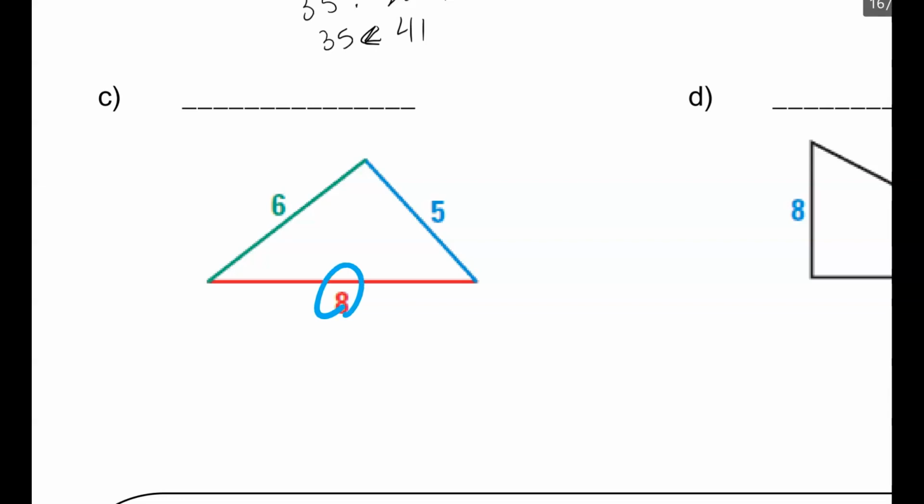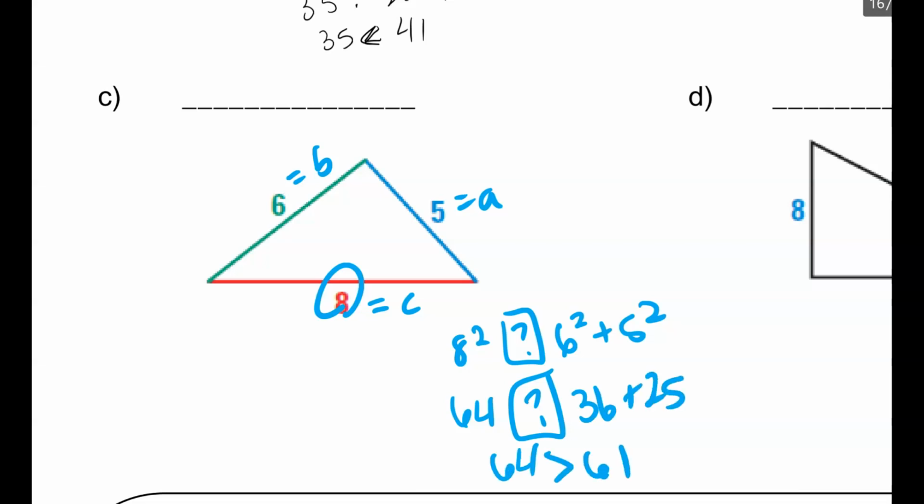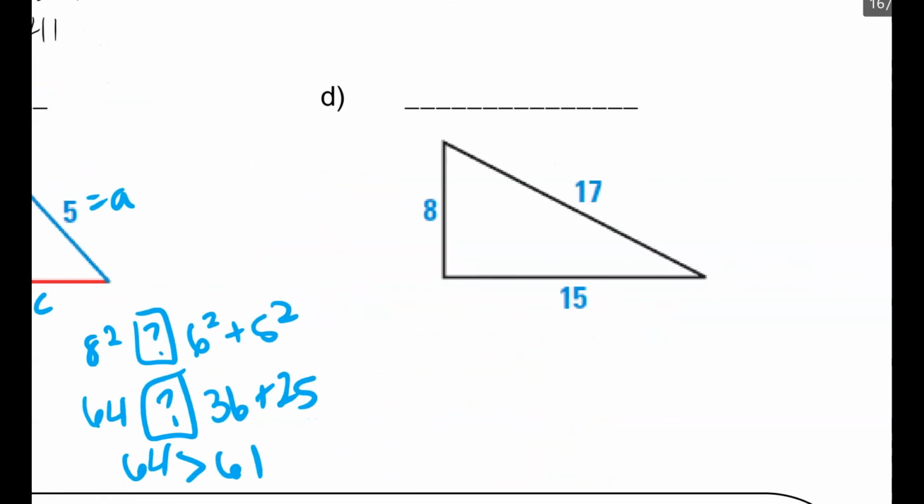All right, here we go. That's the longest side. So I say that's c. You can switch these other two, a and b, around. All right, so 8 squared, we don't know how it compares to 6 squared plus 5 squared. 64, how does it compare to 36 plus 25? Well, 64 is greater than 61. Since it's greater, we say it's an obtuse triangle. You can pause again and try out part D.